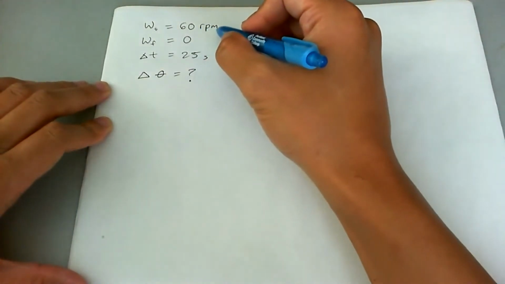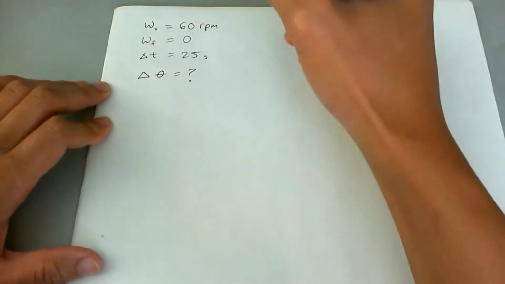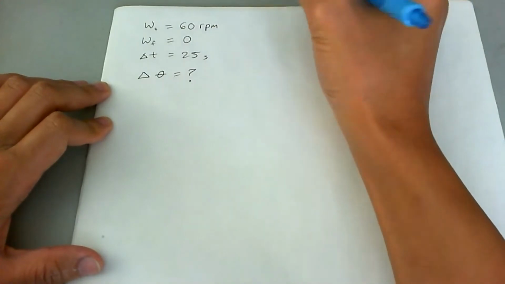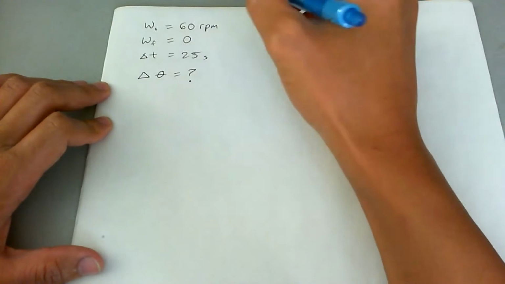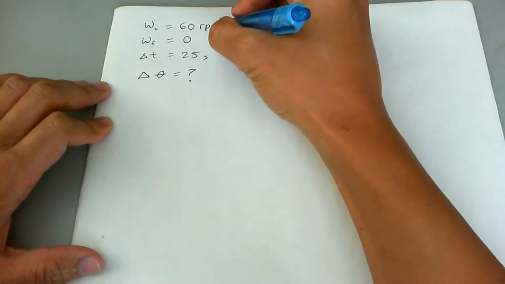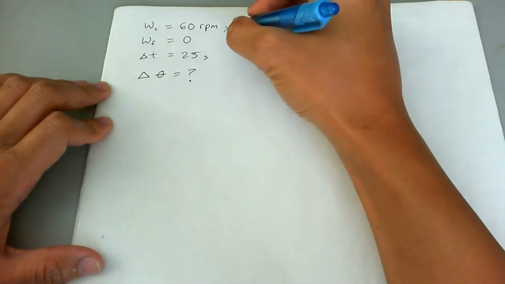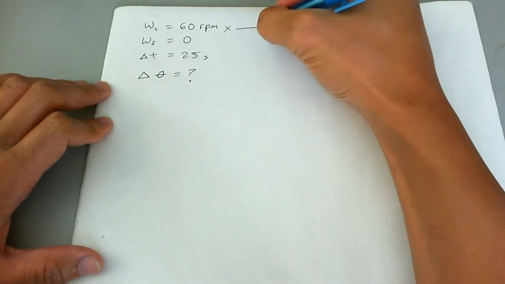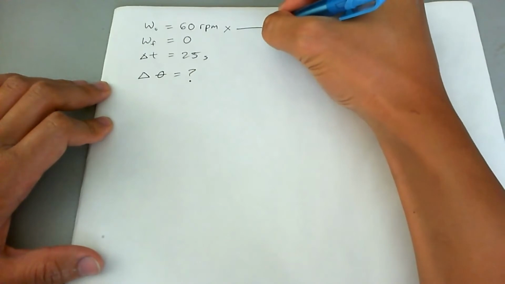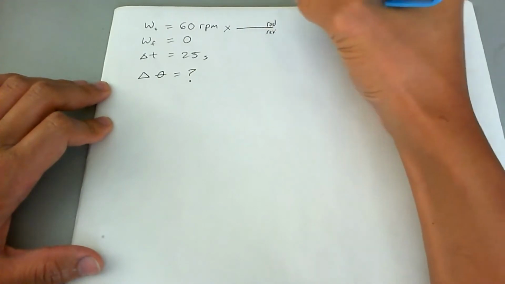Okay, I think the first thing we want to do is to get it into SI units. So this is revolutions per minute, and that is not an SI unit. What we'll need to do first is get revolutions into radians and then minutes into seconds. So let's go ahead and multiply this by how many radians per revolution. So we'll have revolution on the bottom.